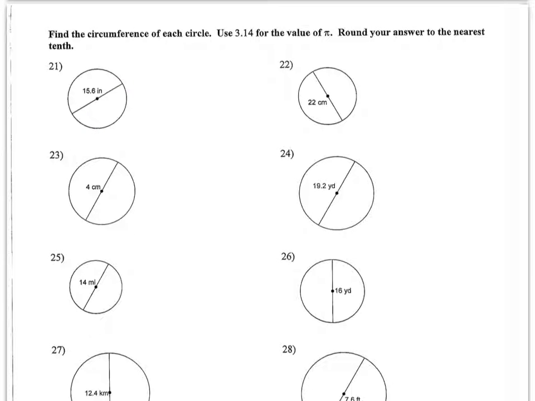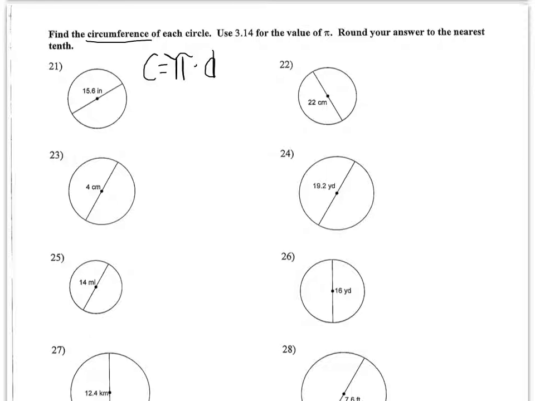Alright, we're on the third page now, and you'll notice there's one difference. You need to find the circumference for these. Once you write down this formula, circumference equals pi times d. The d stands for diameter. That's the part that goes all the way across. If you look at every single problem on this page, that's the diameter that they give you.